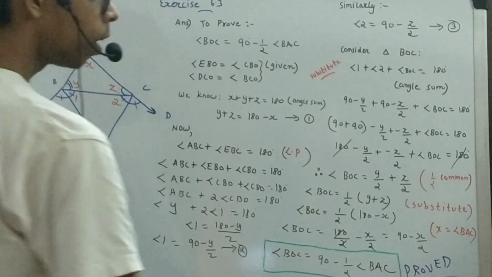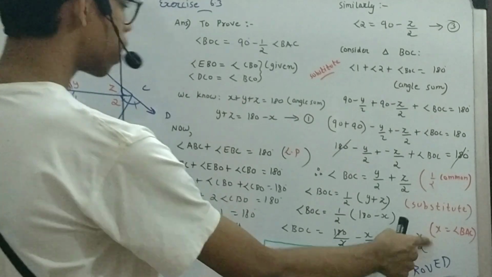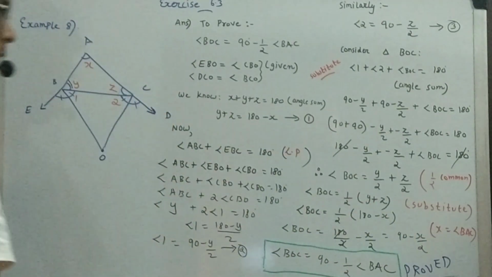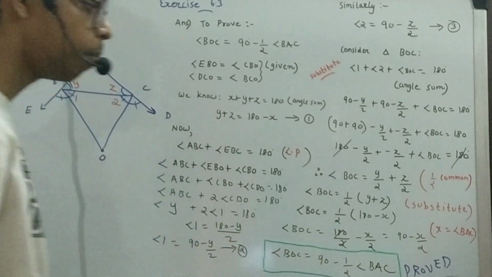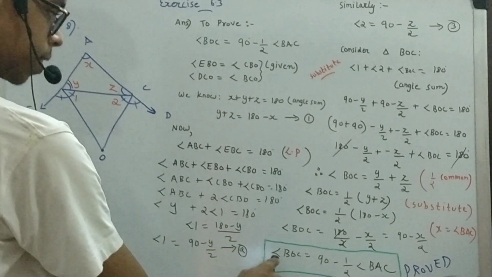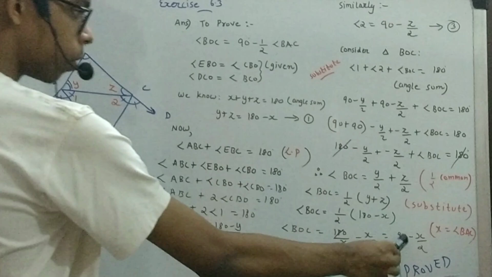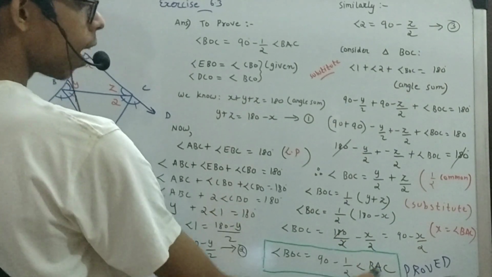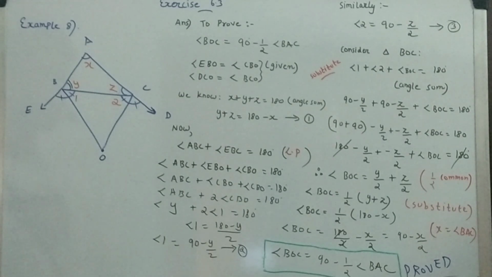If you see what is angle x in the figure, it is angle BAC. So instead of x you can write angle BAC. So finally you will be getting angle BOC is equal to 90 minus half of angle BAC. Okay, this was the thing we needed to prove. So I hope it is clear.